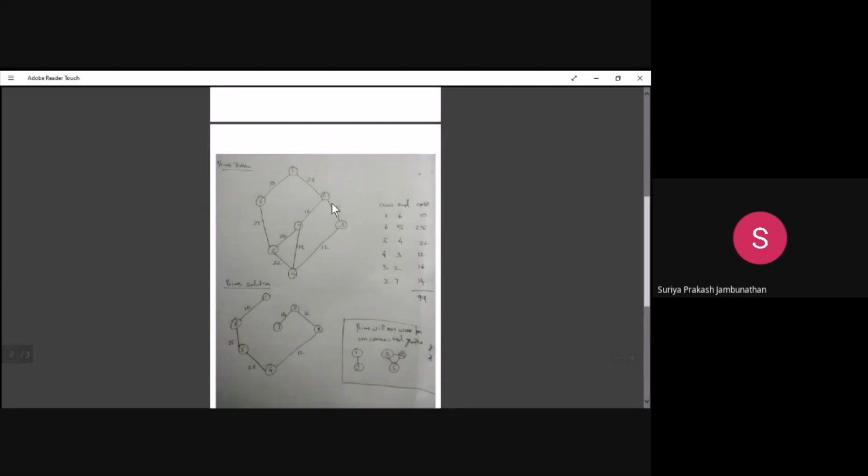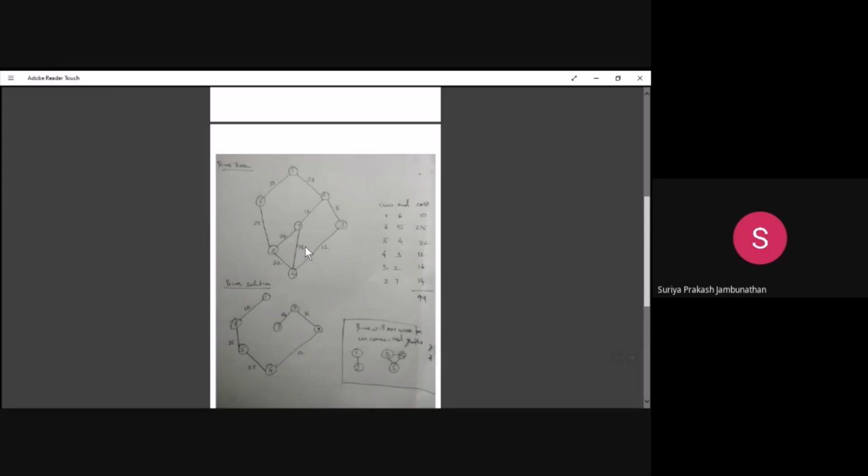After 16, which is the greater value? 18. Where do we have 18? 4 to 7, or 7 to 4. Is it possible to connect this? Will it form a cycle? Already these three parts are connected. Keep in mind, we already took 4 to 3, 2 to 3, and 2 to 7. If you connect this, it will form a cycle, so we should not connect it. We should omit the edge 7 to 4.